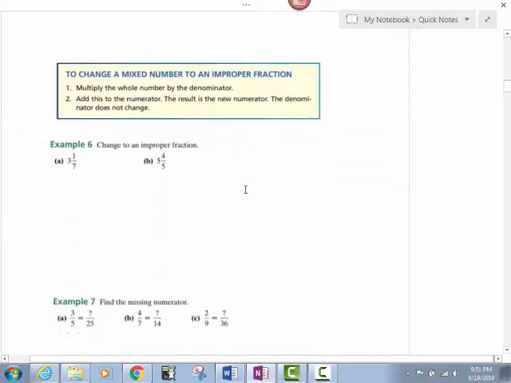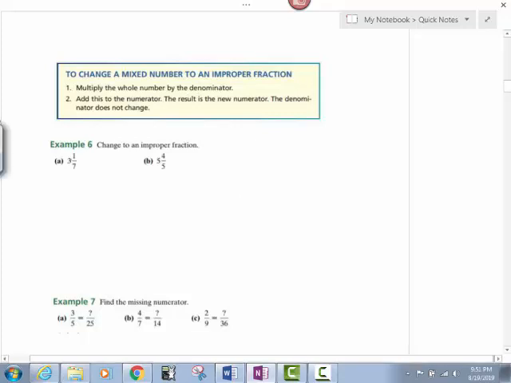Okay. All right, now we're going to go backwards. We're going to change a mixed number to an improper fraction. It says multiply the whole number by the denominator, add this to the numerator. The result is the new numerator, the denominator does not change. Okay, so we're going to go through this in pieces.